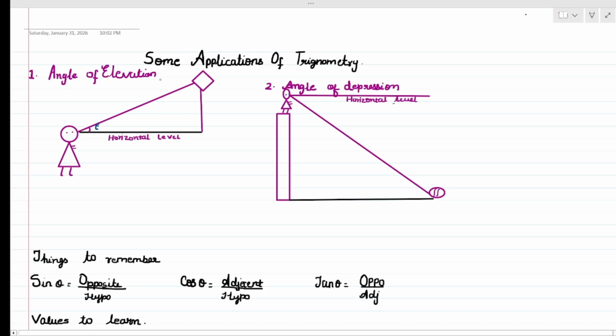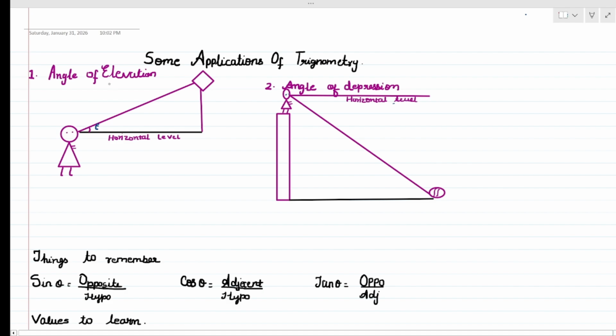In this topic, we are going to learn about two definitions. First one is angle of elevation and second is angle of depression. The whole chapter is based on the concept of angle of elevation and angle of depression. So, for understanding the chapter, you must clearly understand these two concepts of elevation and depression.